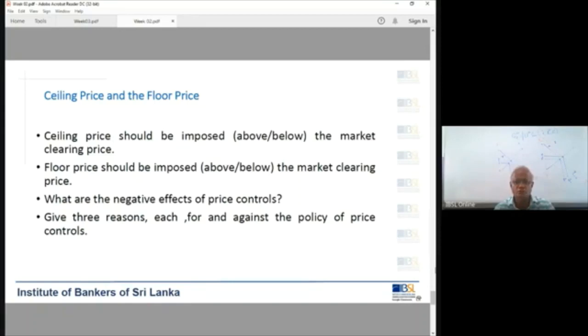Ceiling price should be imposed above or below the market clearing price. Floor price should be imposed above or below the market clearing price. What are the negative effects of price control? Give three reasons each for and against the policy of price control. Okay, I'll give you 5 minutes.